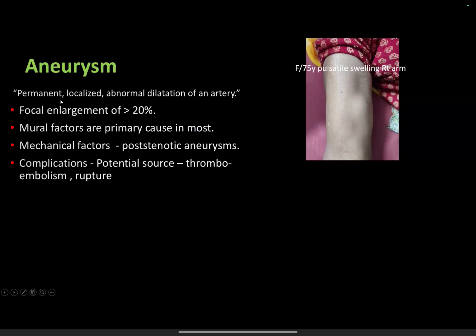Now coming to aneurysm, which is a permanent localized abnormal dilatation of the artery, a focal enlargement of more than 20%. Neural factors are important, primary causes like vasculitis, atherosclerotic, degenerative processes, and so on. Sometimes mechanical factors like post-stenotic aneurysm can also develop because of the stenosis. There is post-stenotic dilatation. It is a potential source for thromboembolism and rupture.